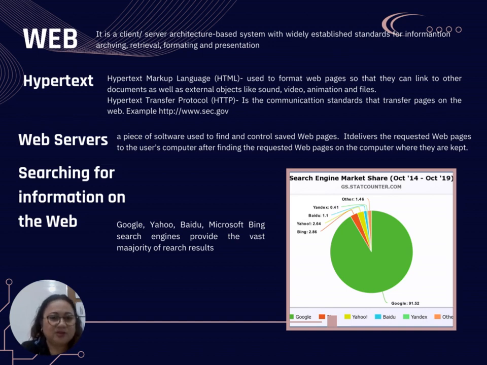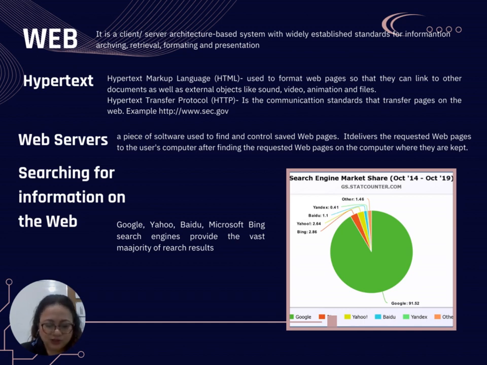So, web servers. A web server is a piece of software used to find and control saved web pages. It delivers the requested web pages to the user's computer after finding the requested web pages on the computer where they are kept. So, searching for information on the web.